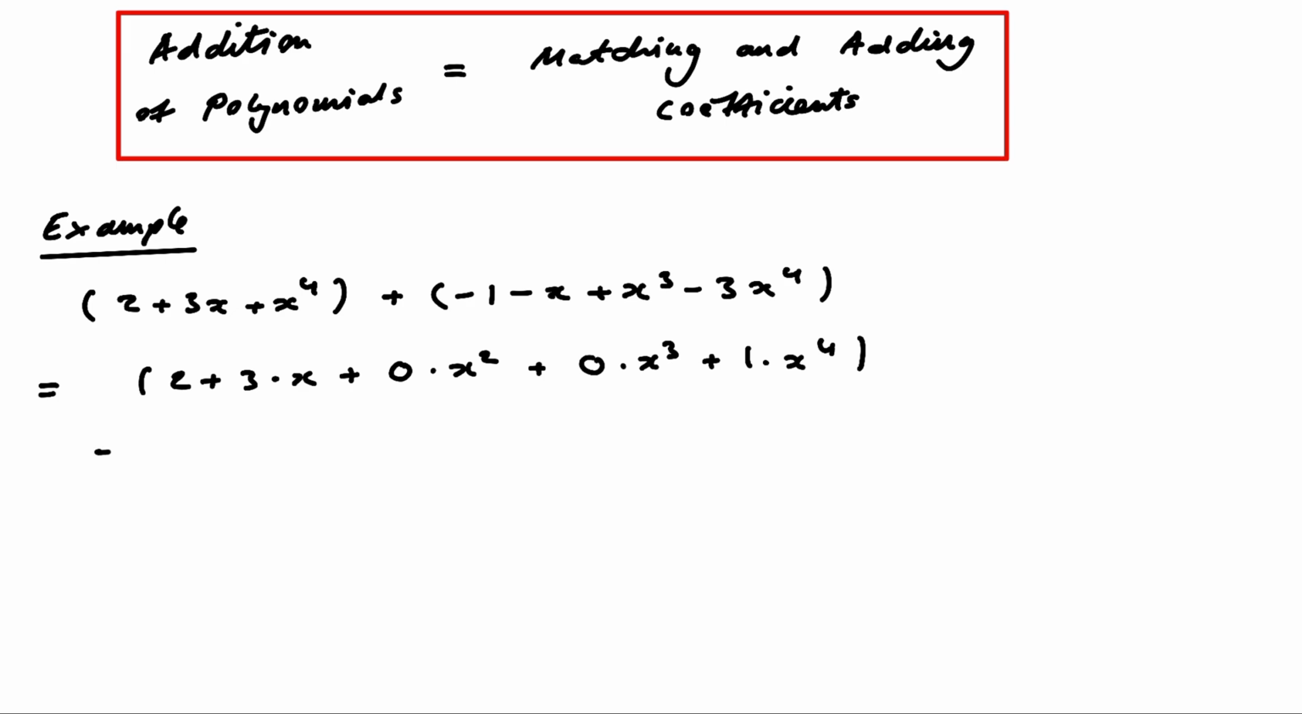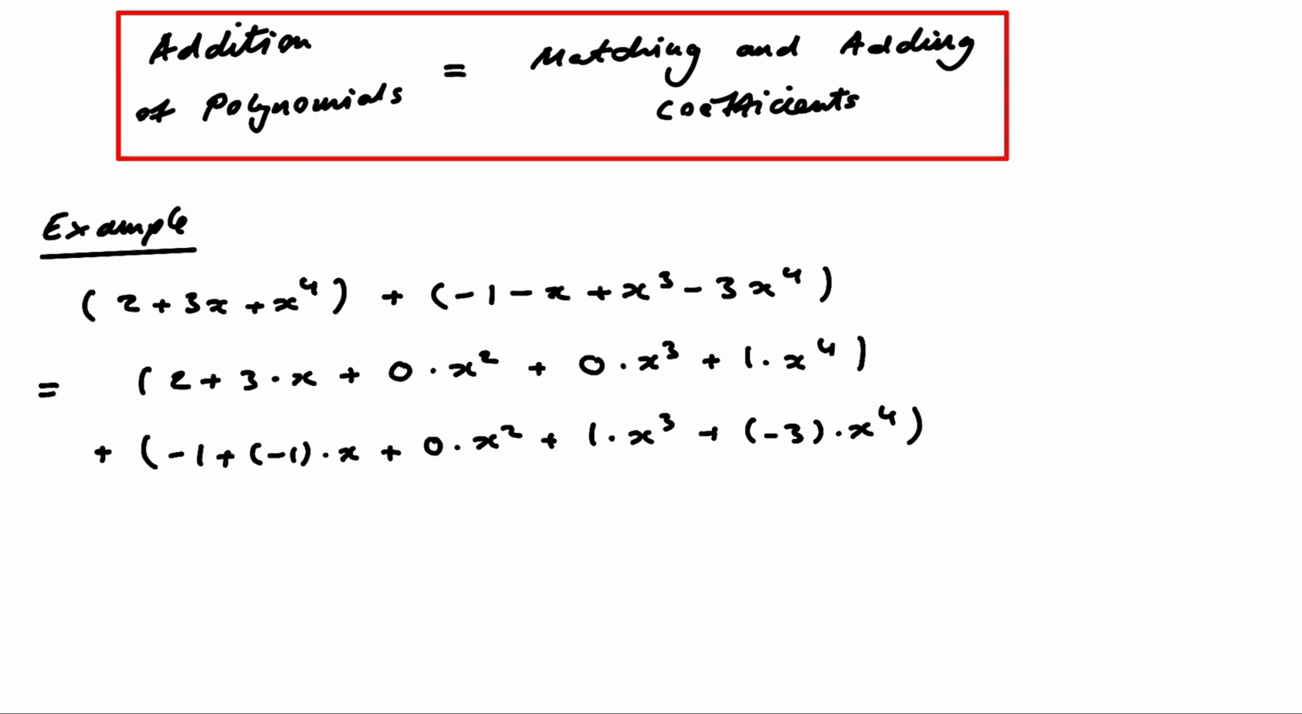Well, let's do the same for the second. So minus 1 plus minus 1 times x, there's no quadratic piece for the second guy, plus 1 times x cubed, is that correct? And then finally plus minus 3 times x to the 4. Okay, so this feels agonizing, but I want to go through this just incredibly carefully to make sure that we really understand why addition of polynomials works the way it does.